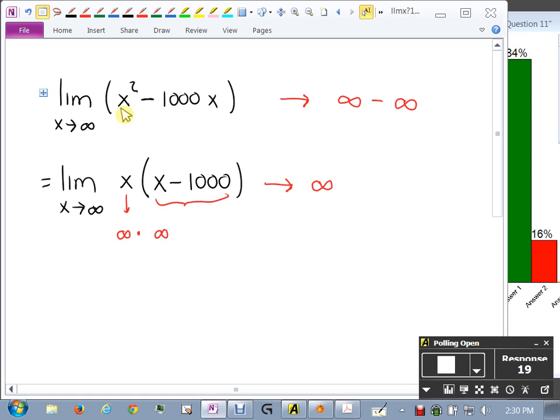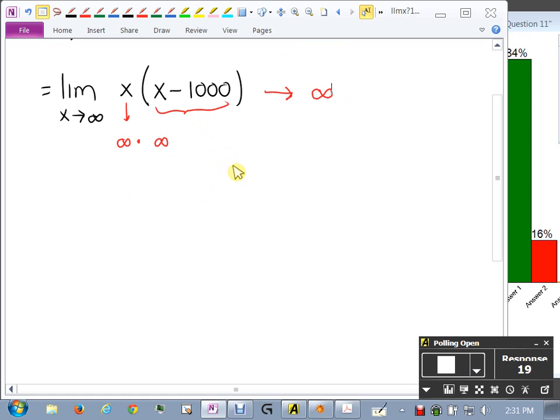Like if I plug in 1, what do I get? 1 minus 1,000, that's a negative number, right? So that doesn't look like positive infinity. But if you let X keep getting bigger, this one's going to make that one look insignificant. Right? Okay. Something else along that line?